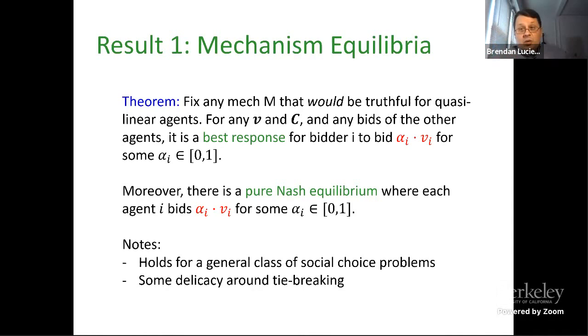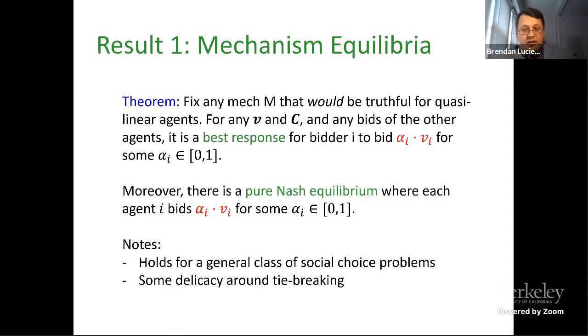The other thing I want to point out is that there's a lot of delicacy here around tie breaking that I'm completely sweeping under the carpet. If we say that there exists a pure Nash equilibrium, that should raise some red flags. Doesn't tie breaking come into this? And it does. So more formally, what I'm saying is that there is a way to define your tie breaking rules so that a pure Nash equilibrium exists. But please see the paper for more details about that.